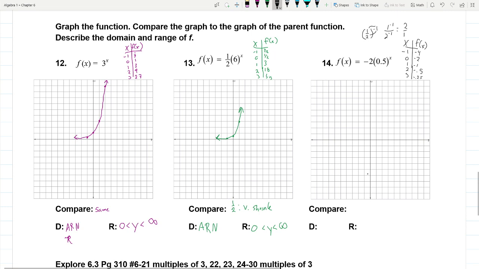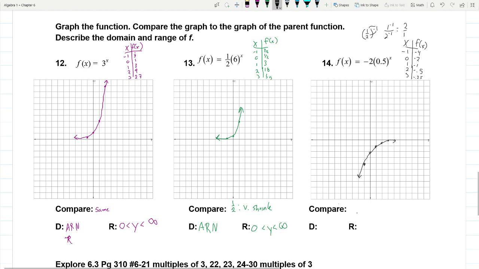And so what we got is when we're at -1, we're at -4. When we're at 0, we're at -2. When we're at 1, we're at -1. When we're at 2, we're at -0.5. When we're at 3, we're at -0.25. So this increases.